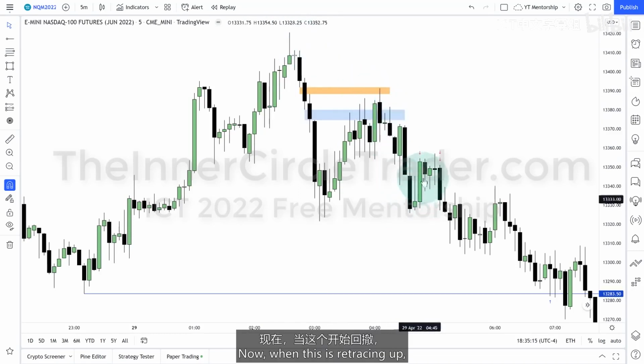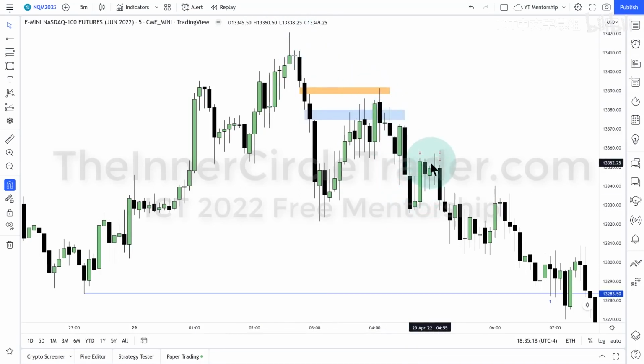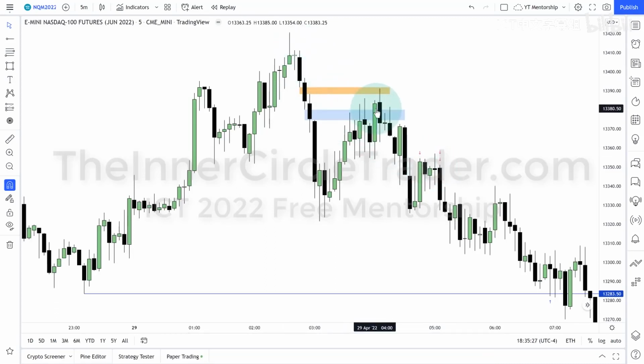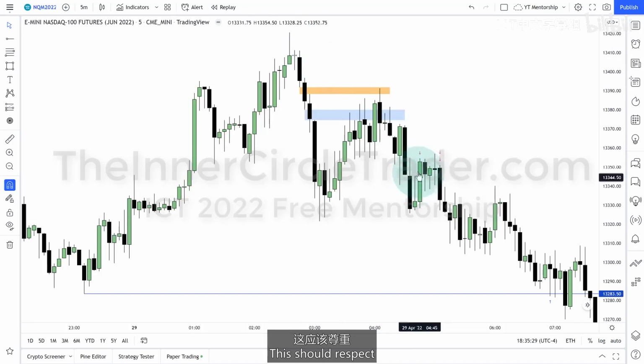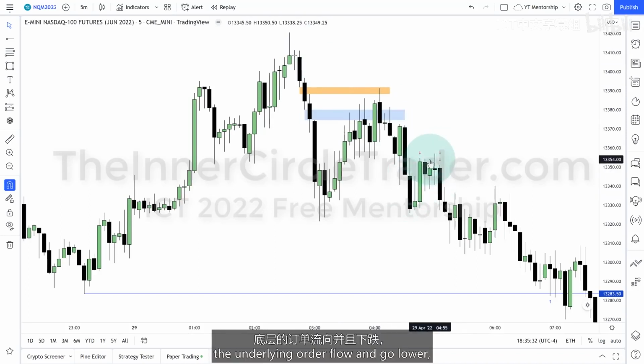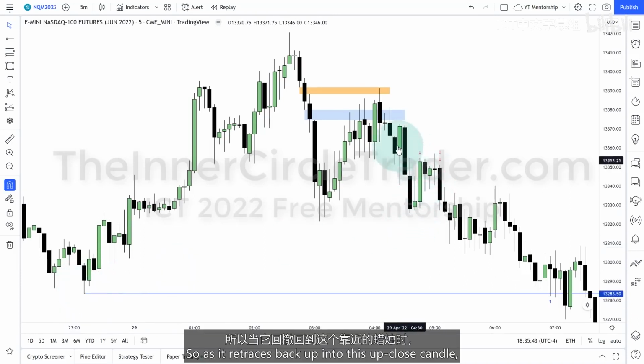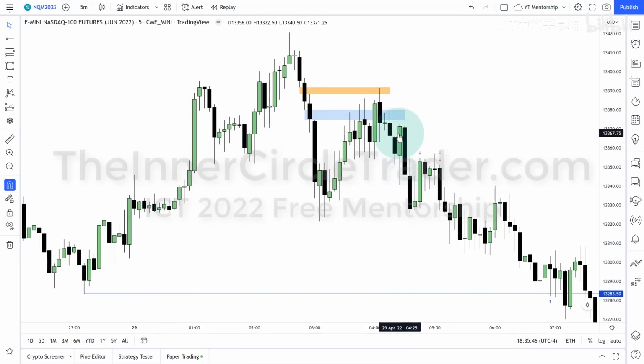Now, when this is retracing up, this is going to be a short-term high inside of a market structure that is really predisposed to go lower because we have long-term and intermediate term above me. This should respect the underlying order flow and go lower. And I'm looking for that lower price that's below here. There's sell stops resting below that. So as it retraces back up into this up close candle, what is this up close candle? It's a bearish order block.